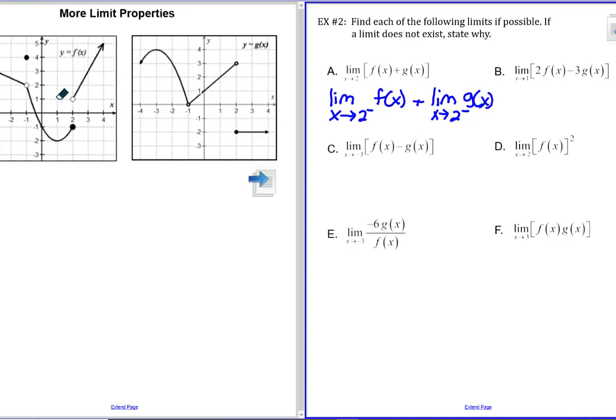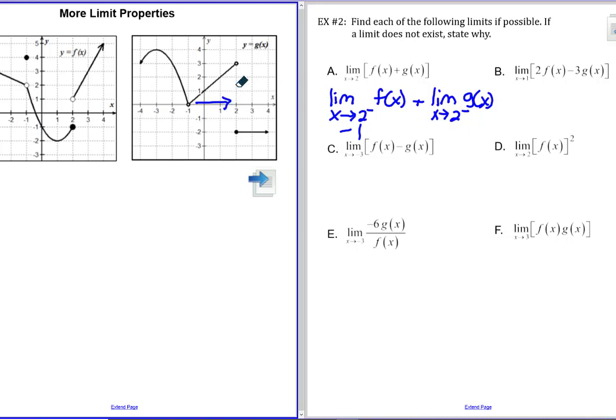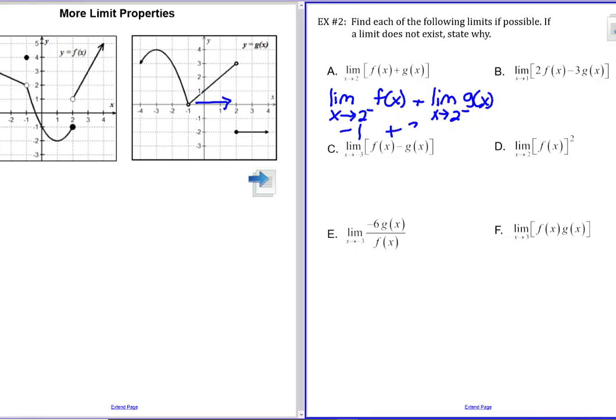So we've got this graph of f of x. We want to approach 2 from the left. So from the left would be this branch, and we're approaching 2 from the left. It's heading to -1. And then on the g of x graph, we're approaching 2 from the left. So we're heading to 2 from this direction. That would look like 3. So -1 plus 3, our limit is 2.